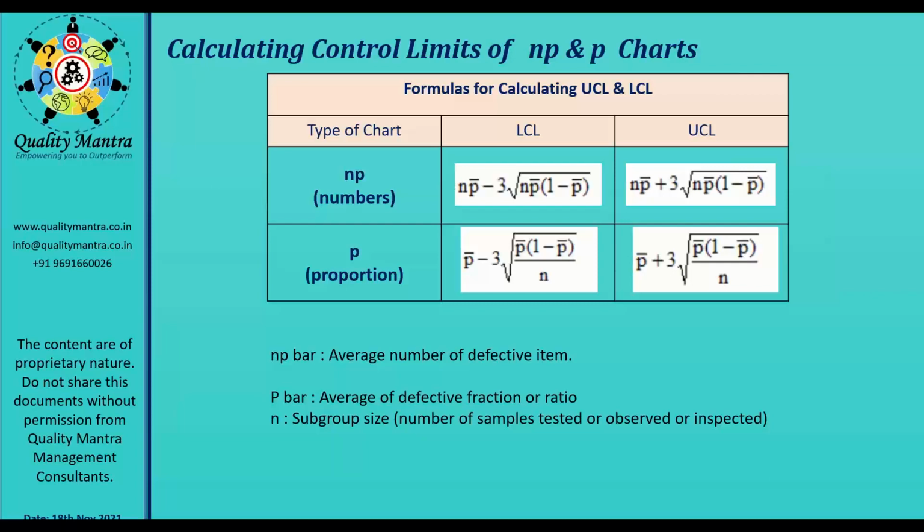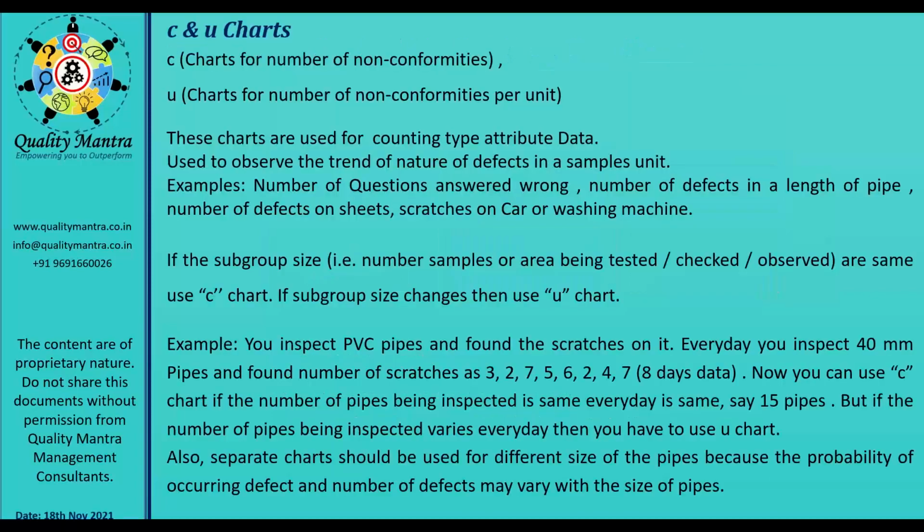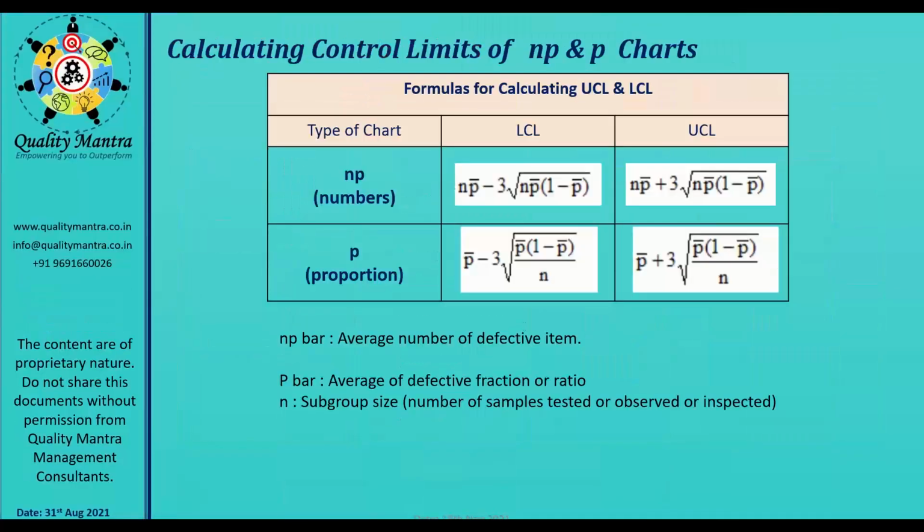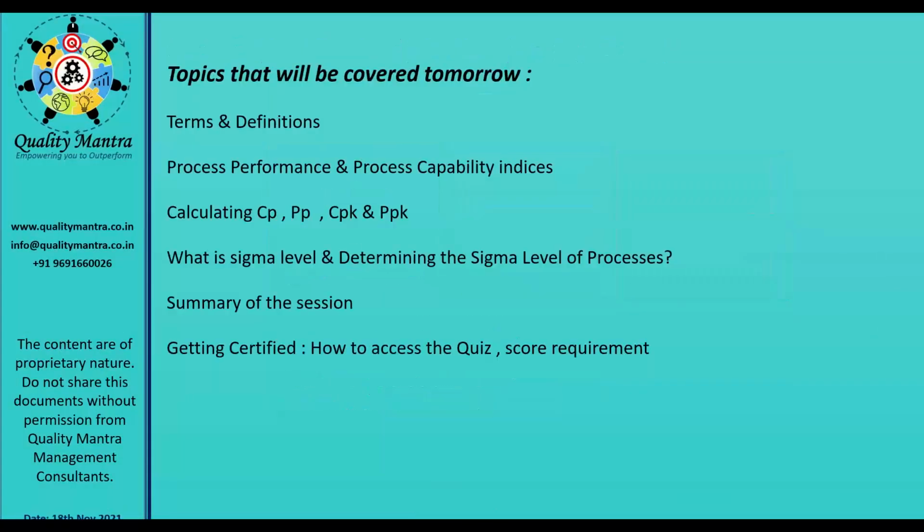So this is about the NP and P chart. Tomorrow we will go through the C and U chart in the first 30 minutes. How to calculate the control limits of C and U charts, and these are the formulas. Then we will summarize it tomorrow itself.